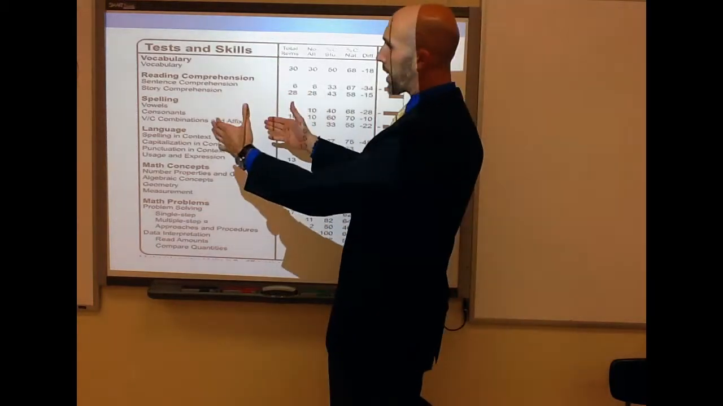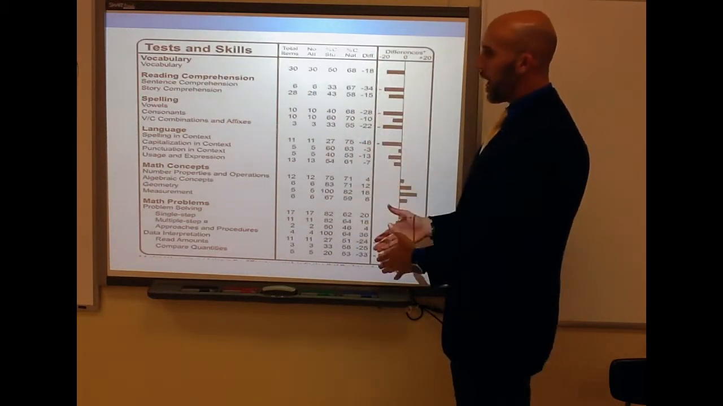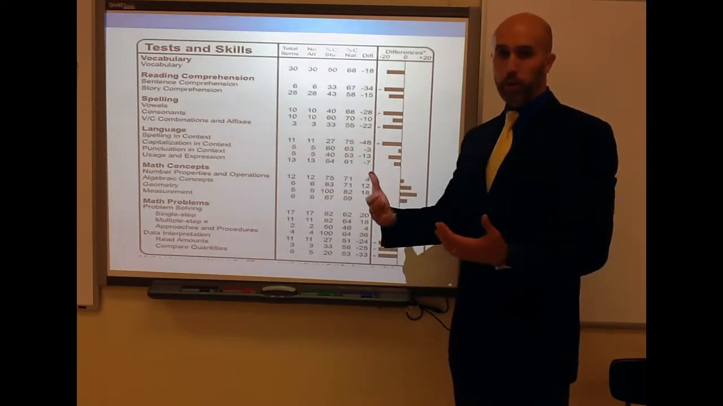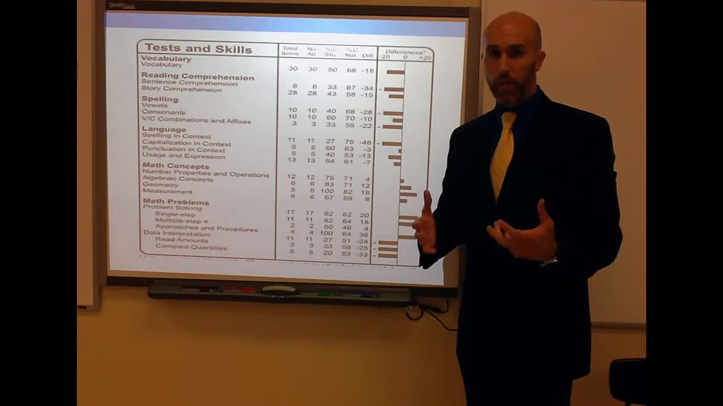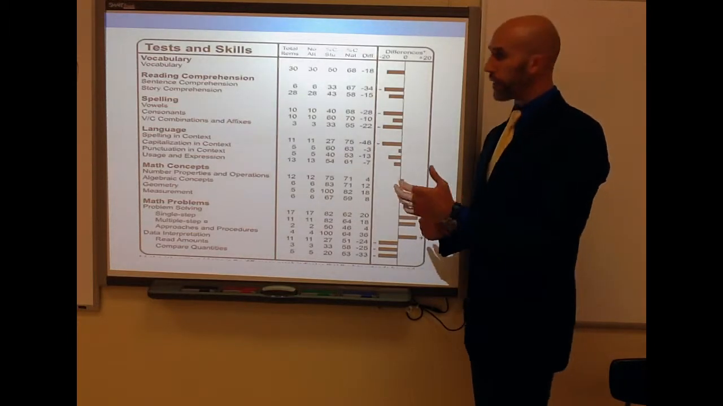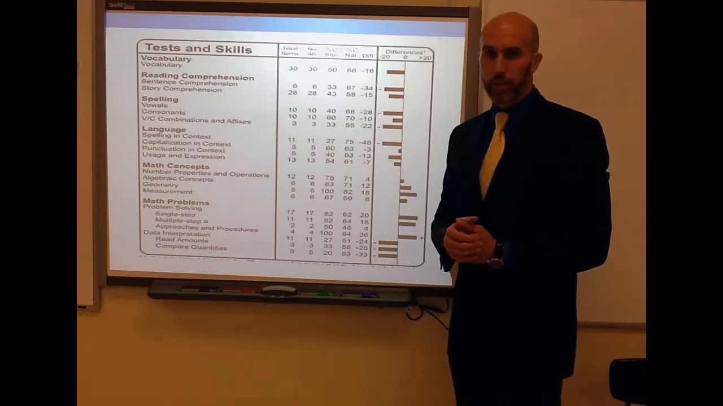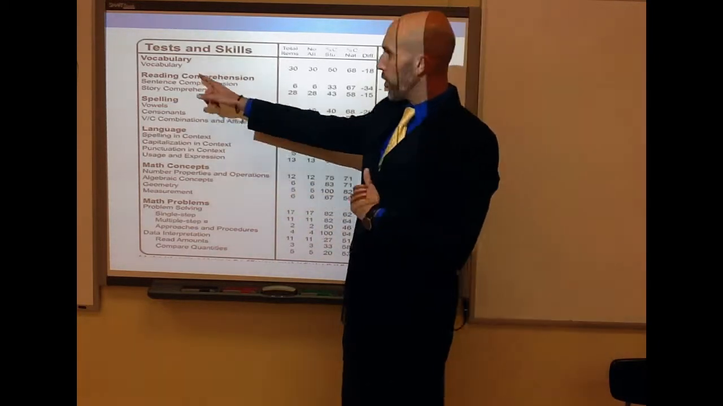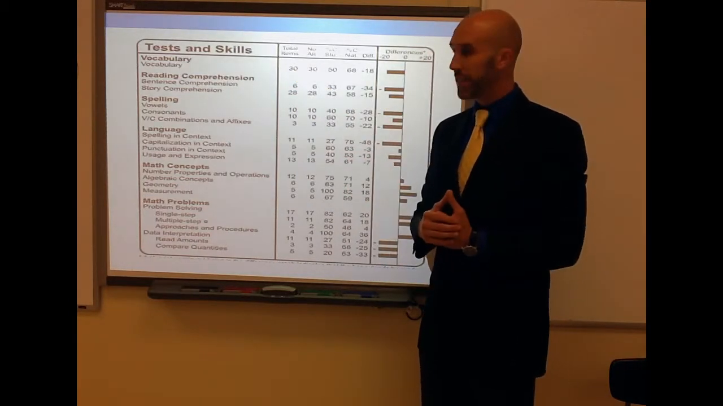So over to the left, yet again, you'll have the list of tests and skills. The middle column is going to have a number of different items and a number of different figures. And so we'll tell you about each of those just very quickly. The first column is going to give you the total number of items for that particular test. So if you look at vocabulary, it had 30 items for that section of the test.